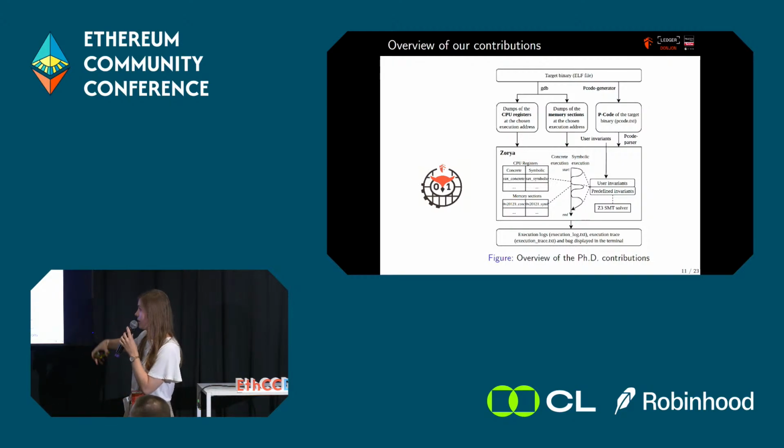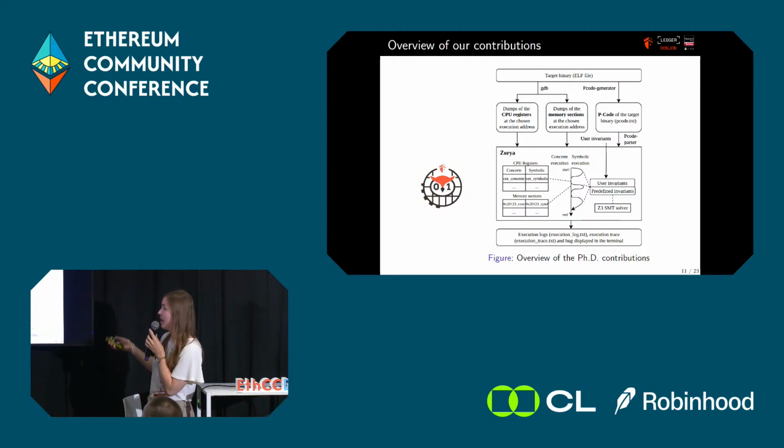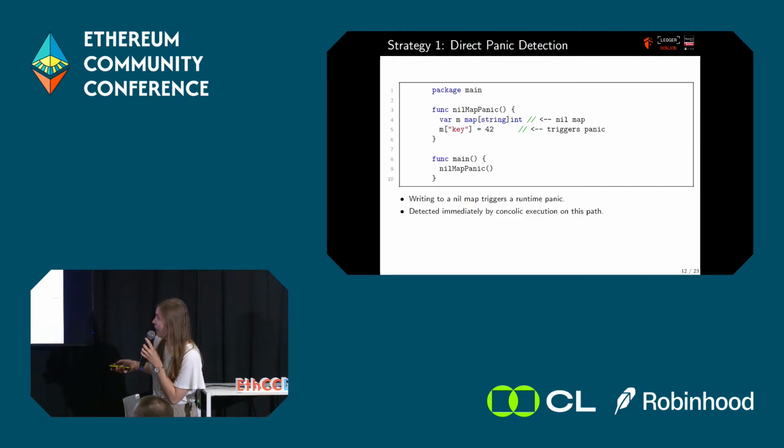And then the execution goes through Zoria. I hope you like the logo. It's a cute owl. I hope it's okay. And at the end you have in the execution logs a statement on whether Z3 has found any satisfiable states or not, given the invariant that we have chosen.